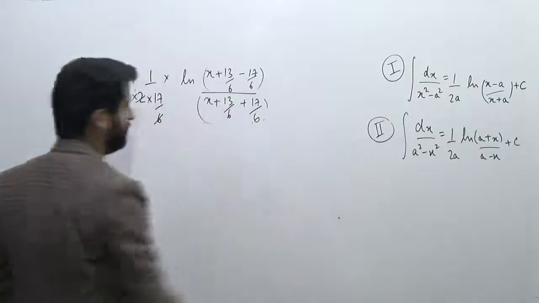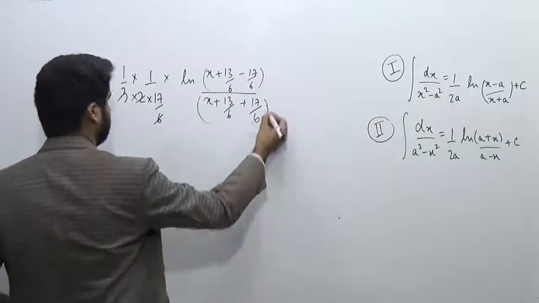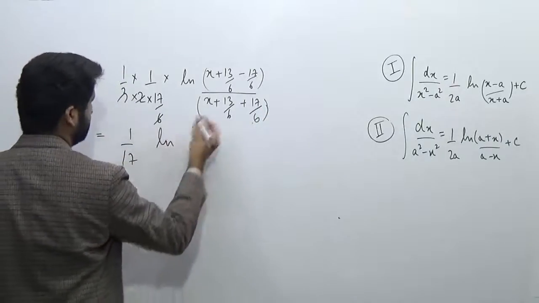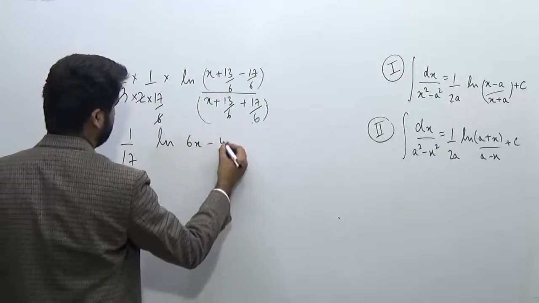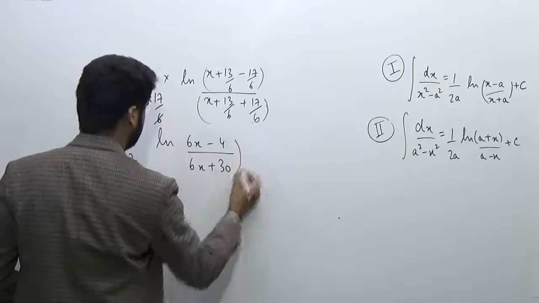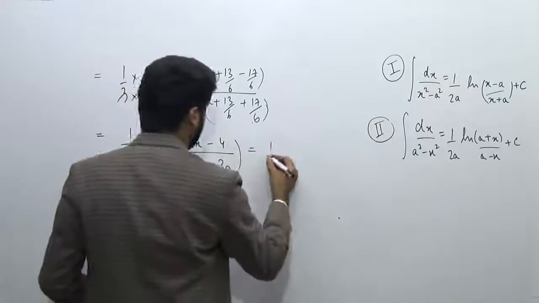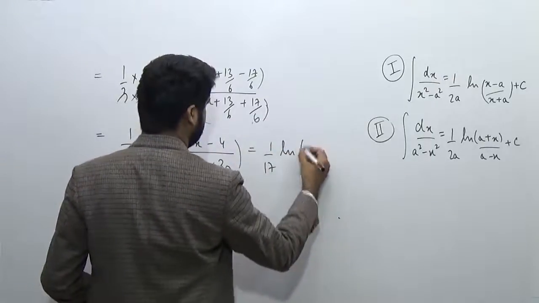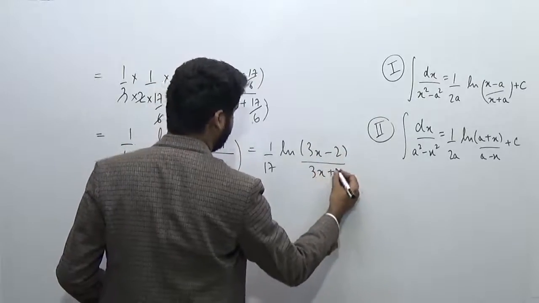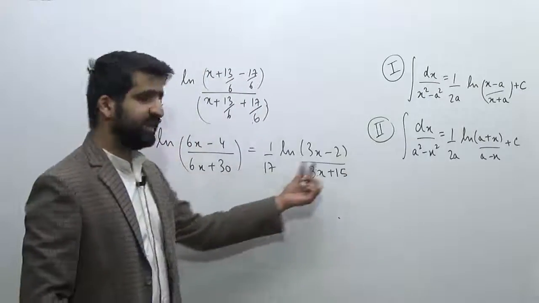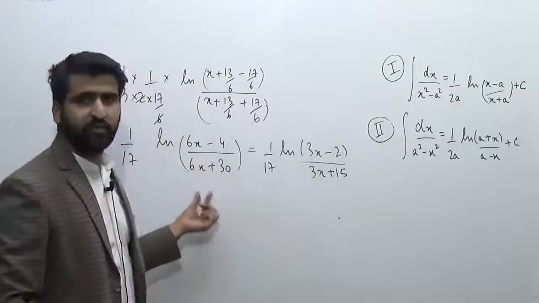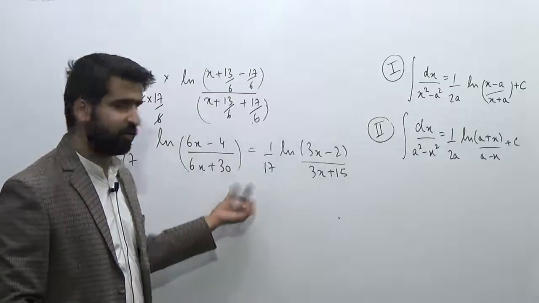But I can also simplify the answer into a simpler form. Let's see how this answer can be converted into a simpler form. This will become (1/17) ln|(6x − 4)/(6x + 30)|. This can be written like this: (1/17) ln|(3x − 2)/(3x + 15)|. Now guys, how did we get this result? By cancelling out the 2 from the numerator and denominator.